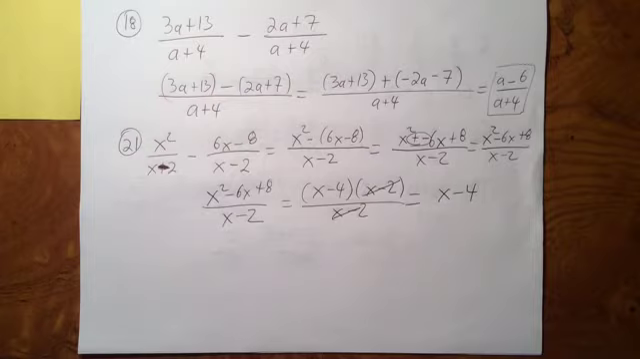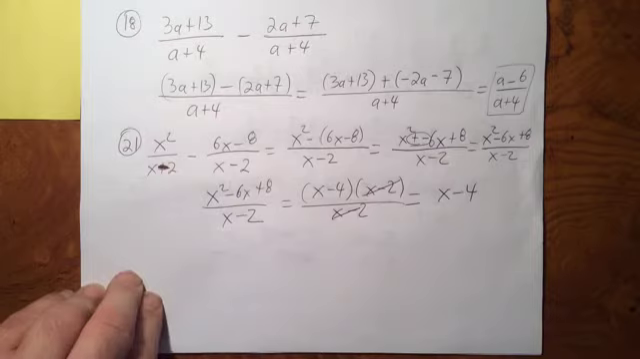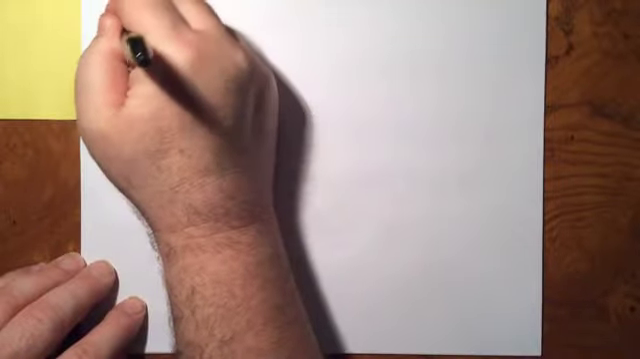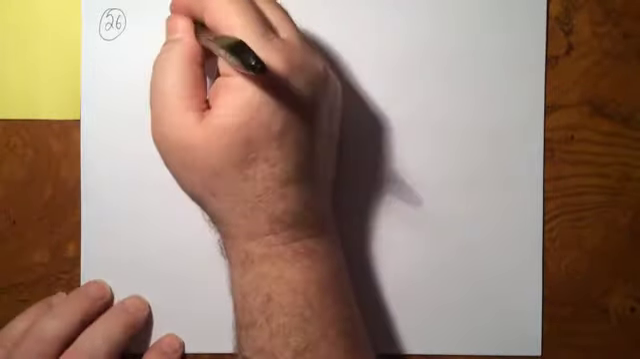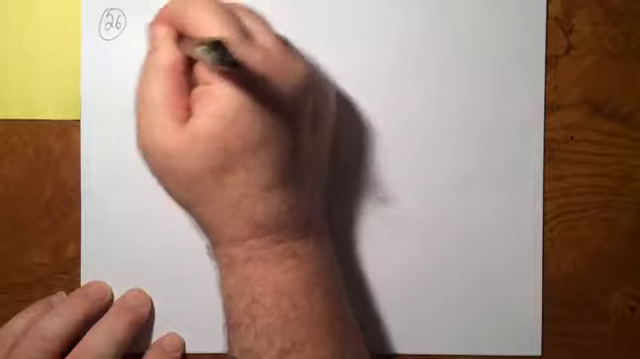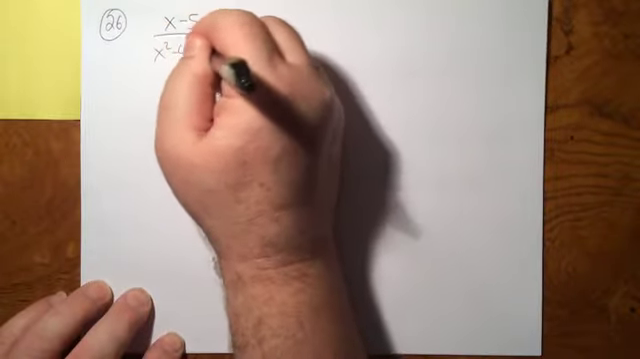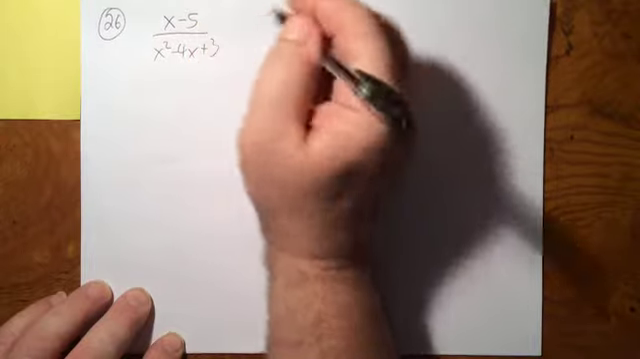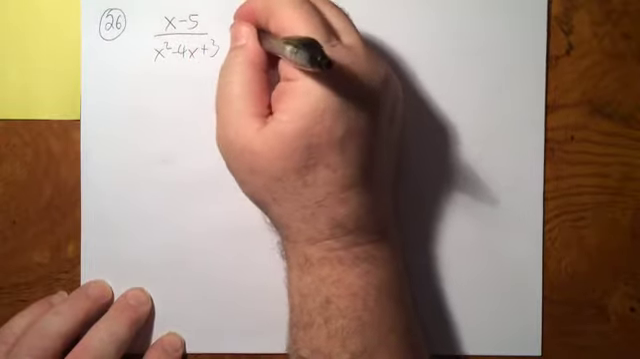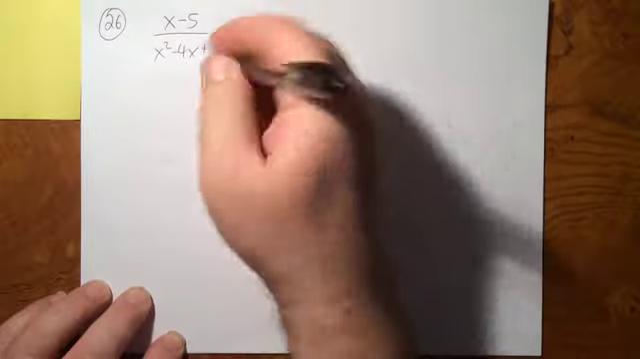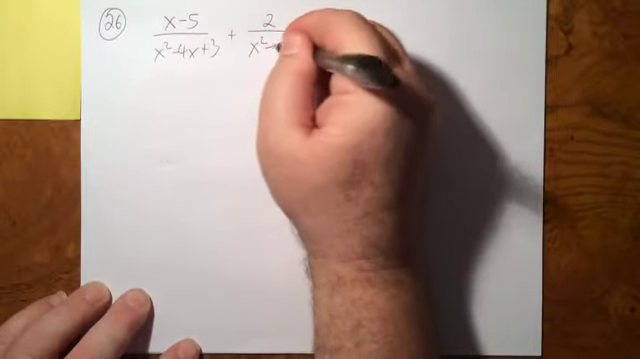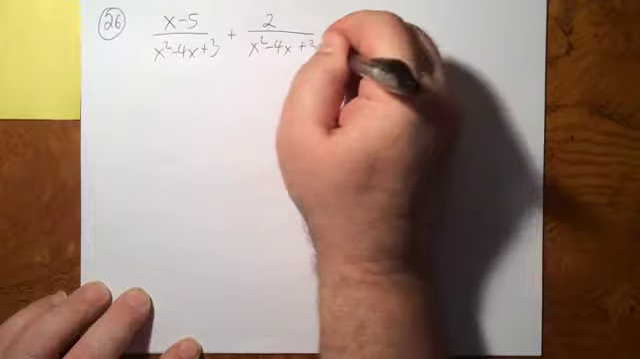Although generally speaking, these questions are not the most difficult problems, and this is not a terribly long section. So let's go forward with a few more questions. Let's take a look at another addition problem now. Looking at question 26. So this will be x minus 5 over x squared minus 4x plus 3 plus 2 over x squared minus 4x plus 3.